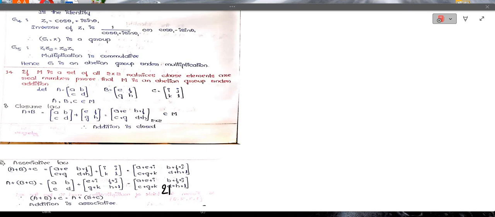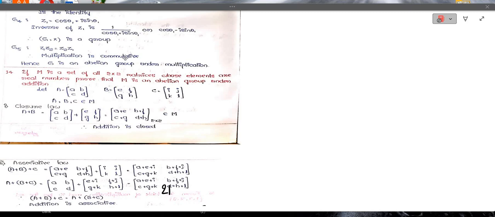For this, we need 3 matrices. The orders of these 3 matrices are 2 by 2. That's why I am considering A as [a b; c d], B as [e f; g h], C as [i j; k l]. Here A, B, C are elements of capital M. Here the operation is addition.